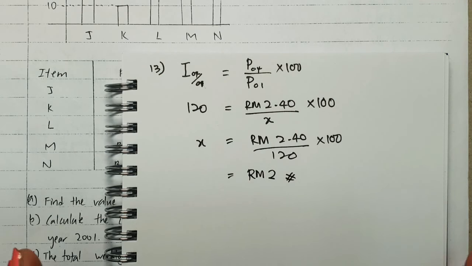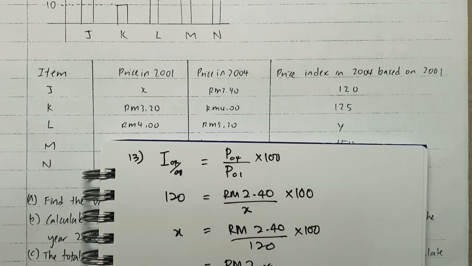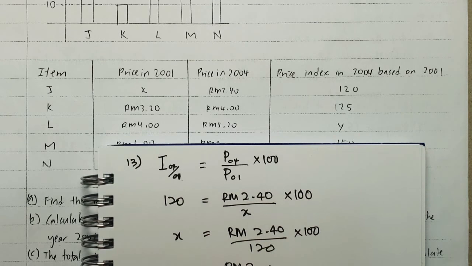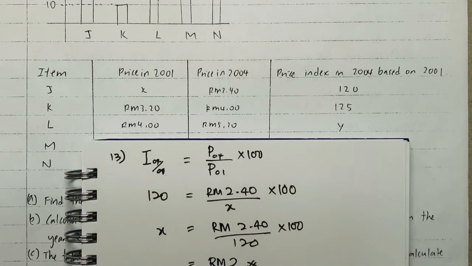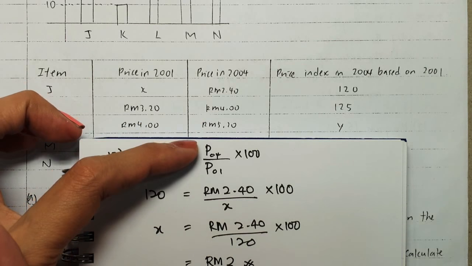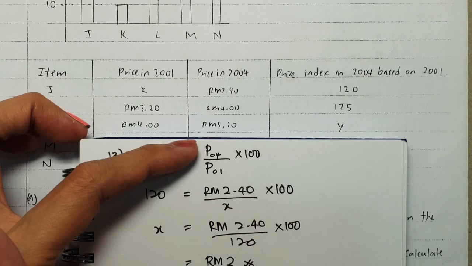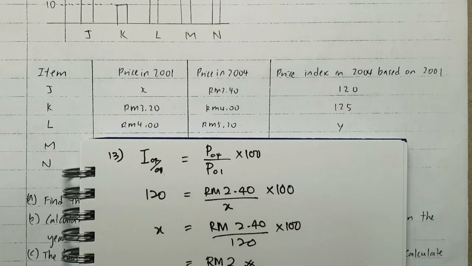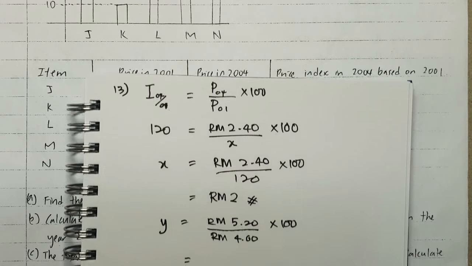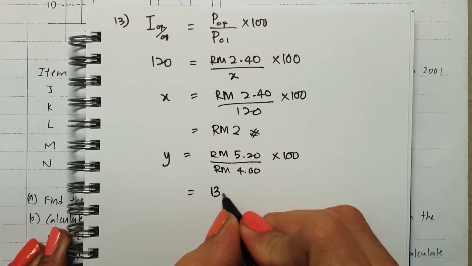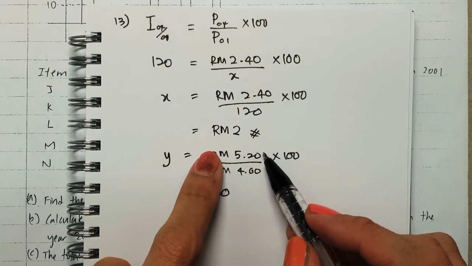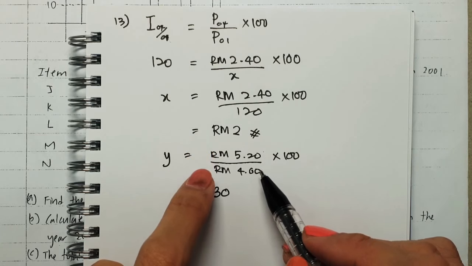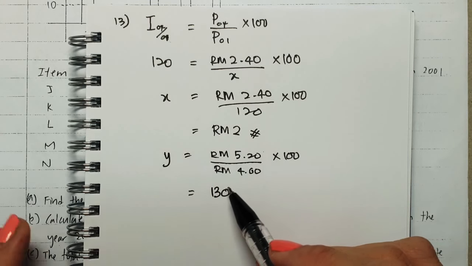All right, next part is the y. Now, y is the index. Since y is the index, we just apply the formula for how we find the index. We take the price in 2004, which is 520, divided by 4, and then we times 100. Use the calculator, and we get 130. So just now for y, we take the price in 2004 based on 2001 and then times 100, then we get 130.